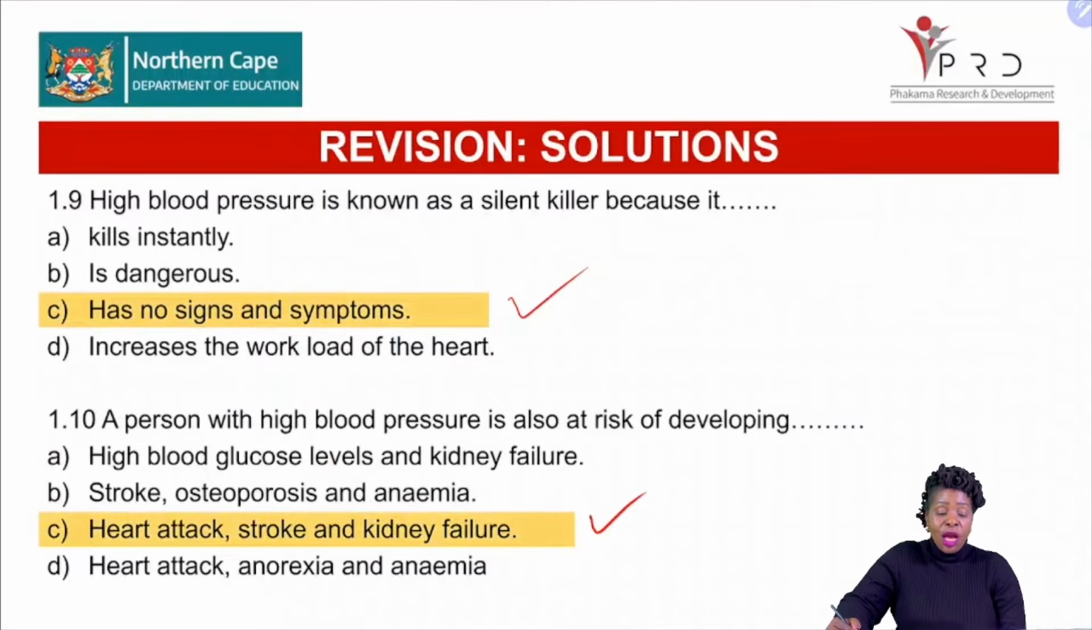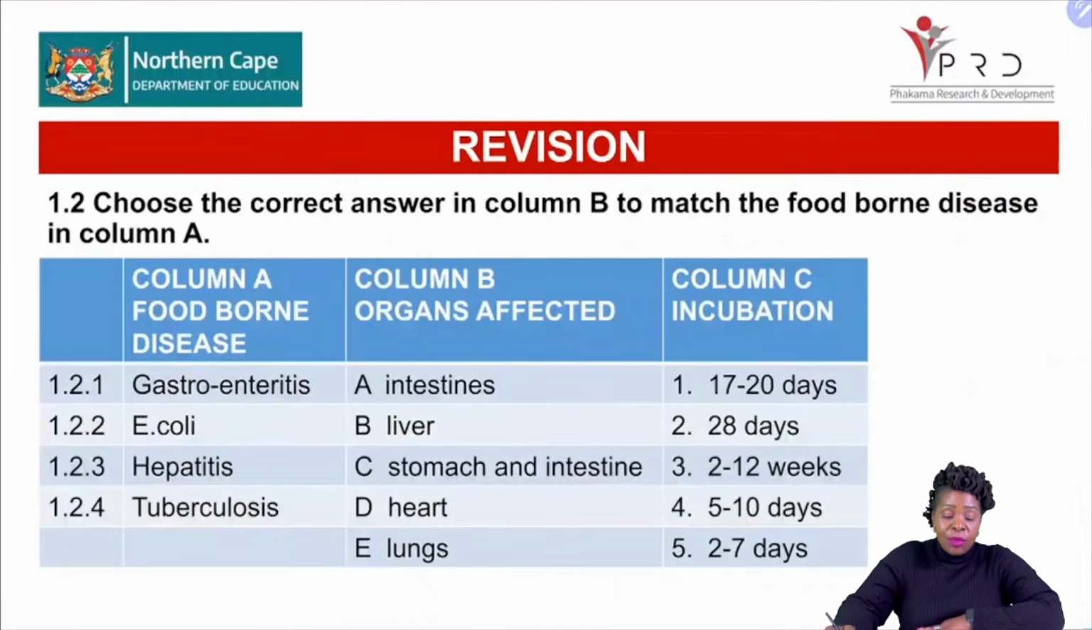We move on to our next question, which is a table that says choose the correct answer in column B to match the foodborne diseases in column A, right? Let's take a look at the columns, that is the foodborne disease column, the organs that are affected, and then the incubation period. Let's go through the columns and try to match. So we'll match the disease with the organs that are affected and the incubation period.